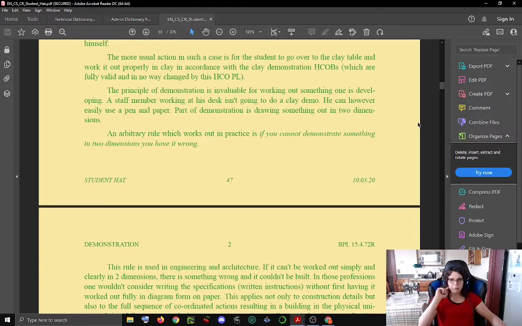The principle of demonstration is invaluable for working out something one is developing. A staff member working at his desk isn't going to do a clay demo. He can, however, easily use a pen and paper. Part of demonstration is drawing something out in 2 dimensions. An arbitrary rule which works out in practice is, if you can't demonstrate something in 2 dimensions, you have it wrong. Or it just can't be demonstrated in 2 dimensions.